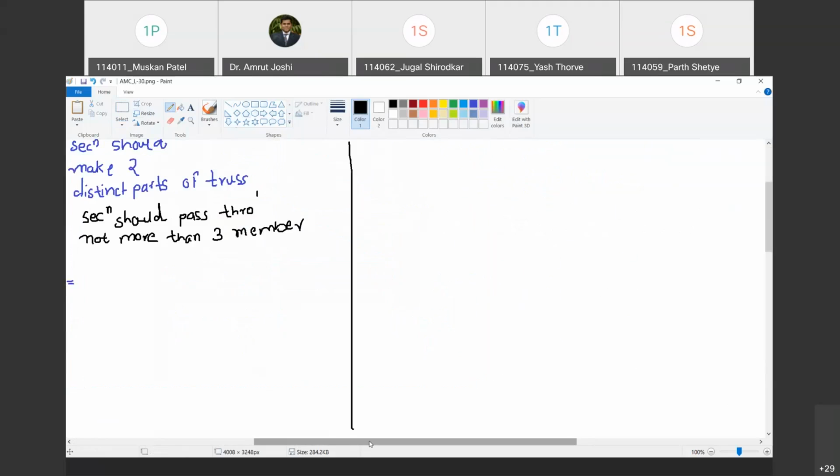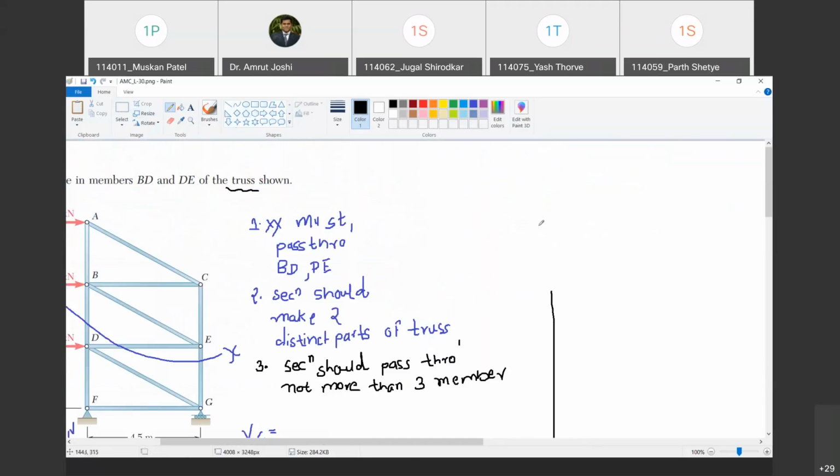चलो, ये जो फर्स्ट मेथड हमने किया है, इस मेथड को हम बोलते हैं मेथड ऑफ सेक्शंस. Are you with me? Yes, sir. This is called as method of sections for analysis of a truss. Are you with me? Yes, sir.